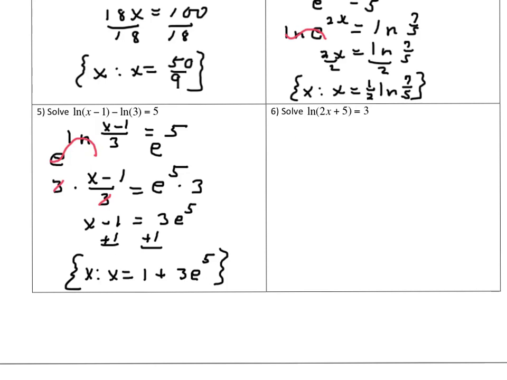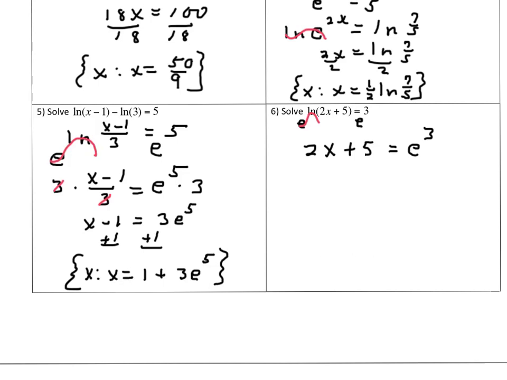And looking at this one, is this ln of 2x plus 5 by itself? Yes, it is. Okay, so do we see a log? Yes, you do. So what are you going to do? Correct, you're going to exponentiate it. So the base of the log is what? It's e. I agree. So you're going to exponentiate with an e there, and an e there. And what's going to happen? Well, this logs out, and that leaves you with 2x plus 5 equals e to the 3rd power.